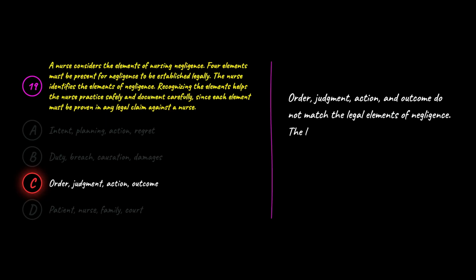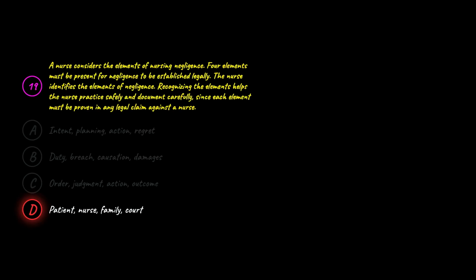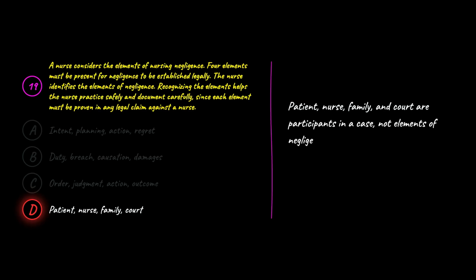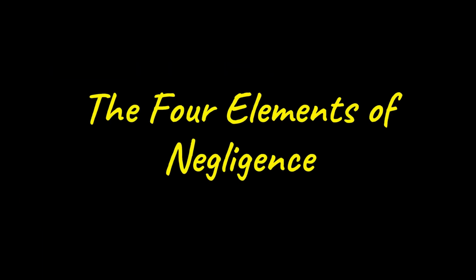The legal framework specifies duty, breach, causation, and damages as the four required elements that must be proven in court. D is wrong because patient, nurse, family, and court are participants in a case, not elements of negligence. The legal definition specifies the four conditions that must be present for negligence to be established as a legal claim. Negligence exists so society can hold professionals accountable for harm while still letting medicine and nursing move forward.